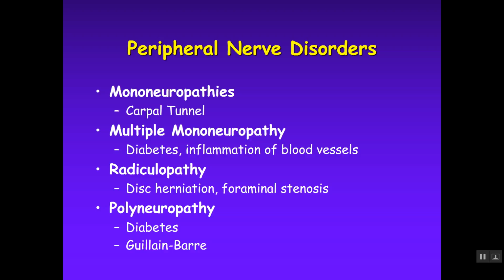I don't know why that wouldn't still be called a polyneuropathy, but they call it multiple mononeuropathies. It's more than one, but they're saying mononeuropathy there. But a radiculopathy is specifically when you are impacting the spinal nerve, okay?